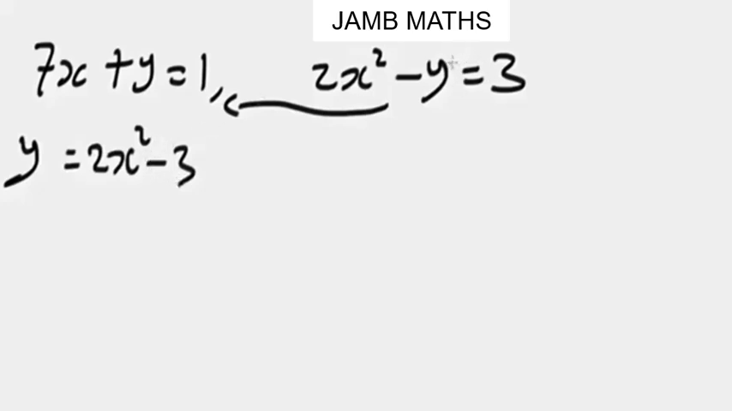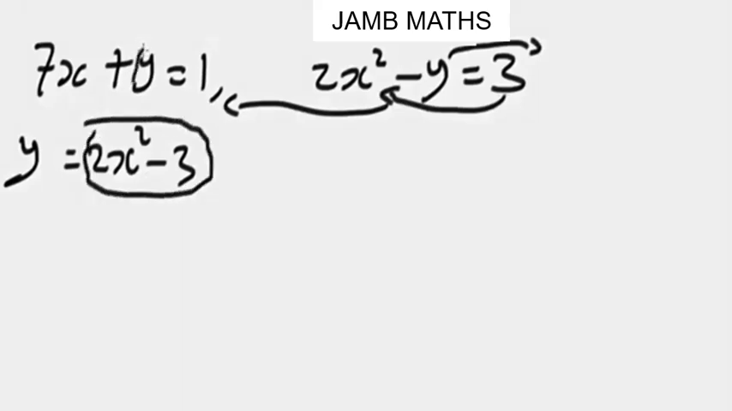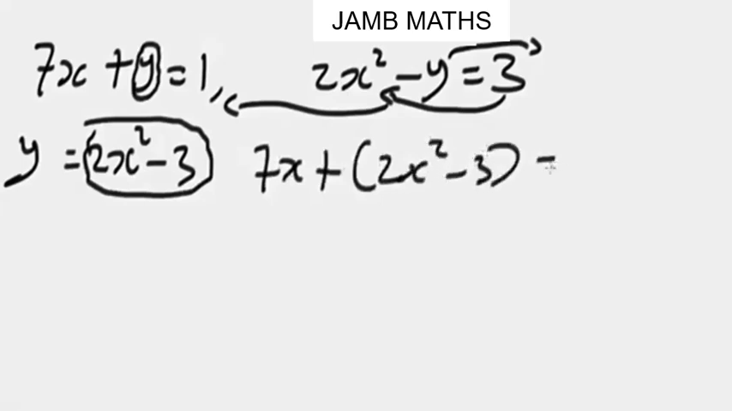So basically what I did, I took this y over to this side, changed to positive. I brought this 3 over to this side, changed to negative. Okay, now once you have gotten this, substitute what you have here for the value of y in this linear expression. So when you do it, you're going to have 7x plus 2x squared minus 3 equals 1.